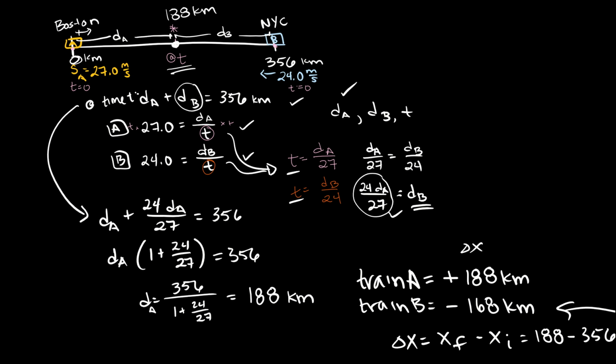The trick for this one is really realizing that the two distances they travel add up to 356 when they pass each other, and this occurs at the same time t. Knowing the speeds, that allows us to set up three equations with three unknowns, dA, dB, and t. Then we can use our algebra skills to solve for the distance train A has traveled to find this spot at time t. And then, using our knowledge of displacement, we turn that into the displacements of each of the two trains in that time.